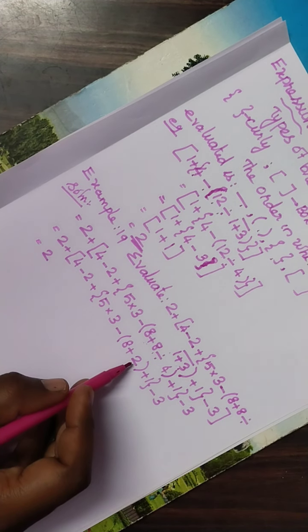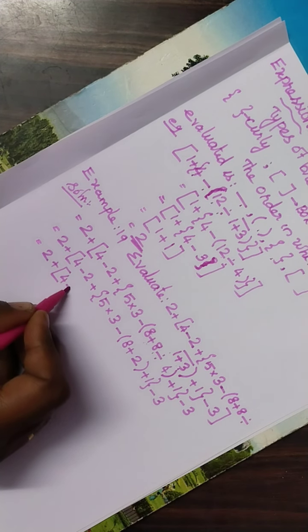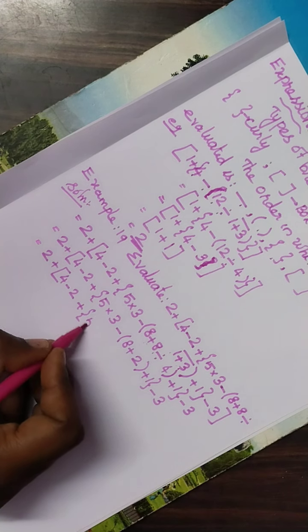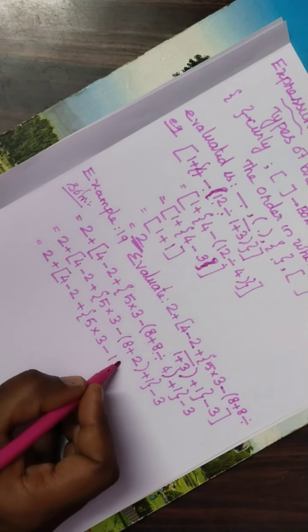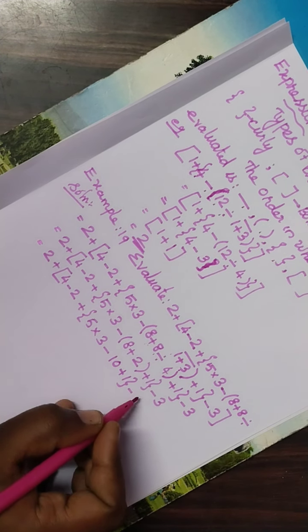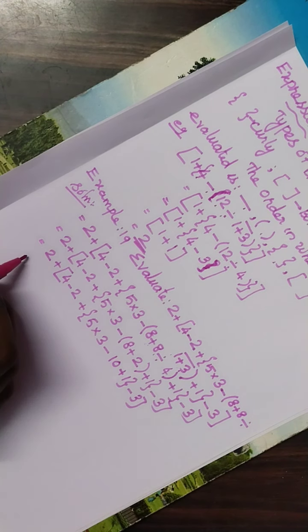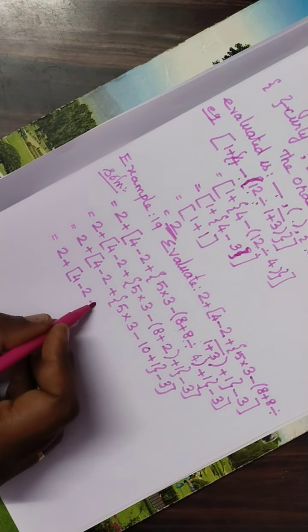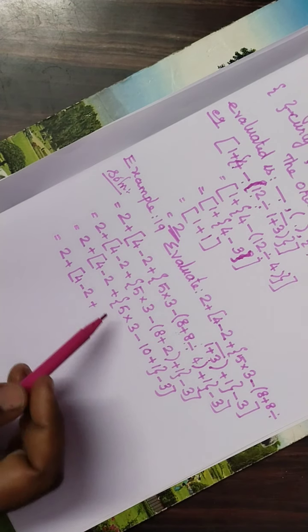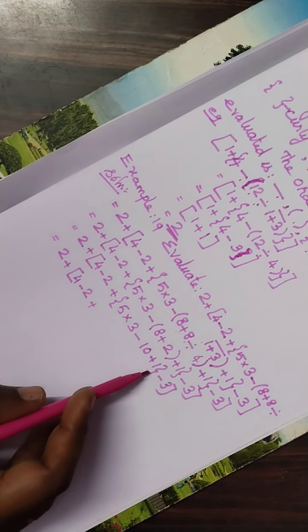Here the round bracket is also one bracket, so find out the round bracket value: 4 minus 2 plus curly bracket, 5 into 3 minus 8 plus 2, which is 10, plus 1, minus 3. Then 2 plus 4 minus 2. Round bracket over. The next one is to find out the value for the curly bracket. Here the curly bracket is 5 into 3 minus 10 plus 1.